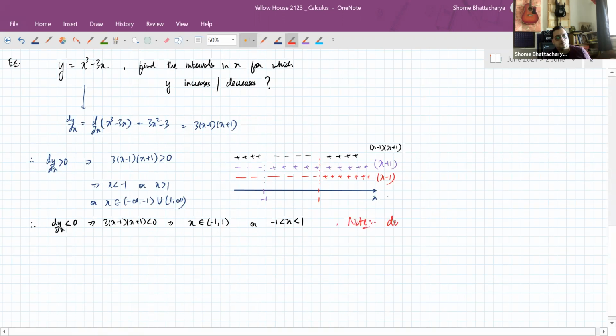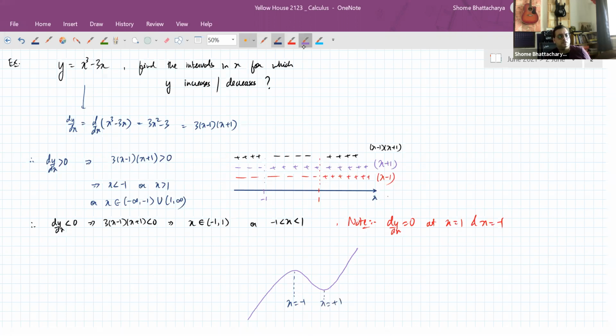Additionally, dy by dx is equal to 0 at 2 points. So this function now has this kind of behavior, where this one's x coordinate will be x equal to minus 1, and this one's x coordinate will be x equal to plus 1.